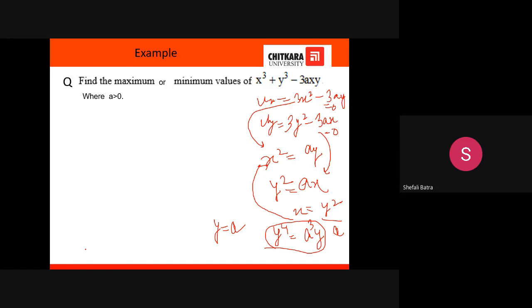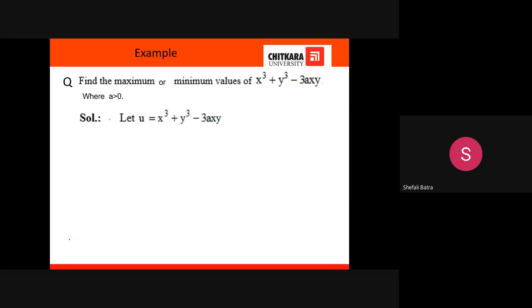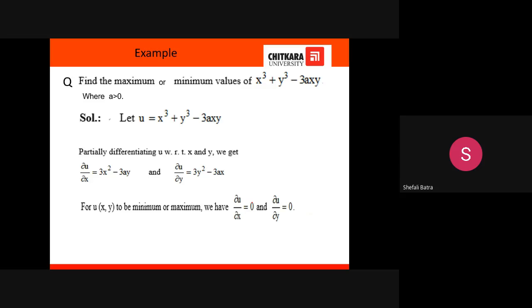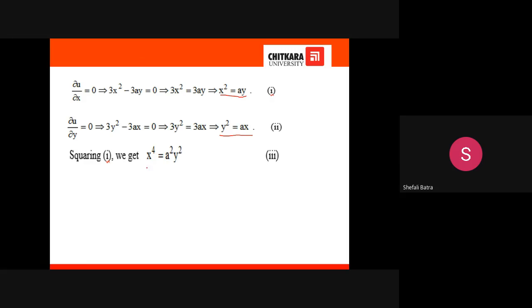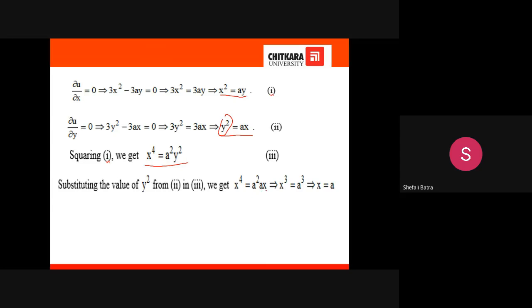Right? Now let us see here. This is your u function. We'll be finding ux, uy. Equate this equal to 0, this equal to 0. So from here, you are getting x square is equal to ay, y square is equal to ax. And then you are writing x power 4 is equal to a square y square, squaring it on both sides, and use this y square is equal to ax over here. So you will be getting here a cube x. So x would be cancelled out. x cube is equal to a cube. This implies x is equal to a. Right?